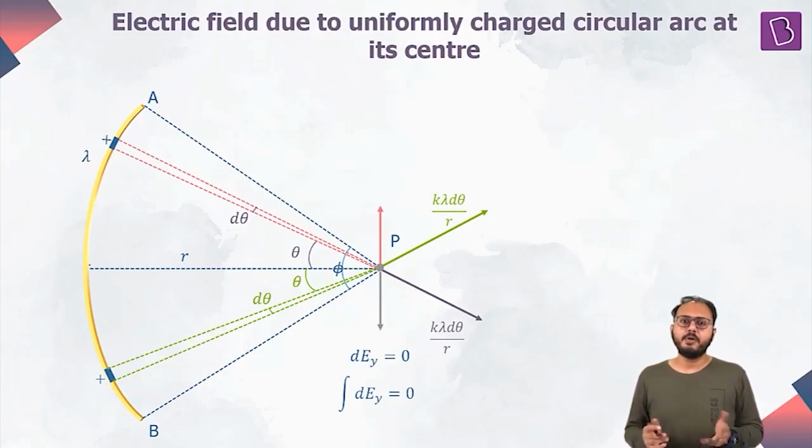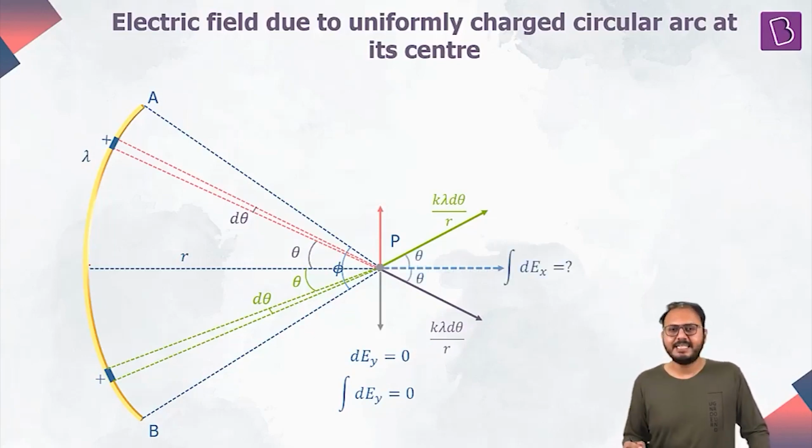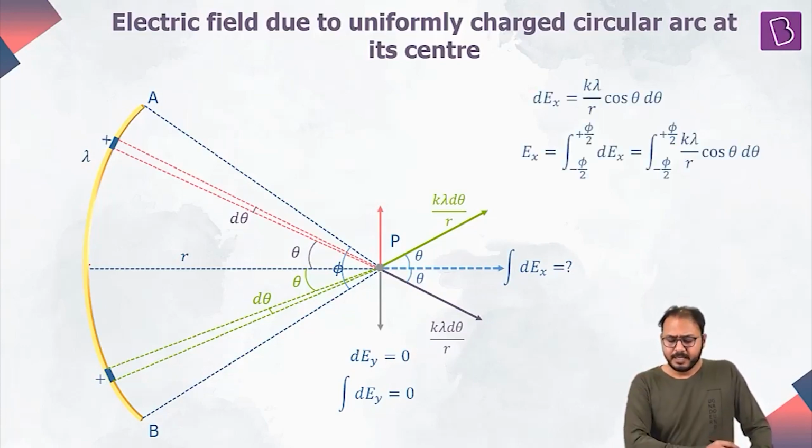Hence the entire field, or so-called the effective component of the electric field, is only along the x-axis, and that component, my friends, is dEx. And if I integrate dEx, will I get the net field? Yes, I will. Perfect. Good. So dEx is k lambda by r cos theta d theta. Ex is the integration from minus phi by 2 to plus phi by 2.